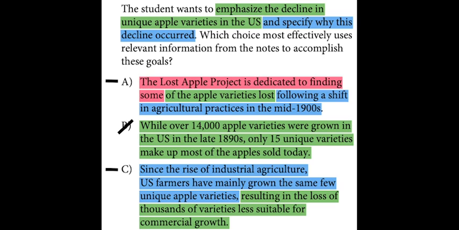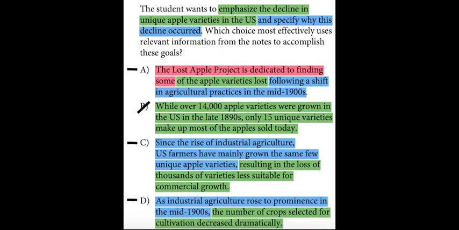C. Since the rise of industrial agriculture, U.S. farmers have mainly grown the same unique apple varieties, resulting in the loss of thousands of varieties less suitable for commercial growth. This covers our bases, so we'll keep it. D. As industrial agriculture rose to prominence in the mid-1900s, the number of crops selected for cultivation decreased dramatically. This does mention the decline and the reason for it, so we need to step up our analytical rigor. D says the number of crops, rather than the number of unique apple varieties in the US. Answer choice A also fails to mention the US, so C is the best answer.